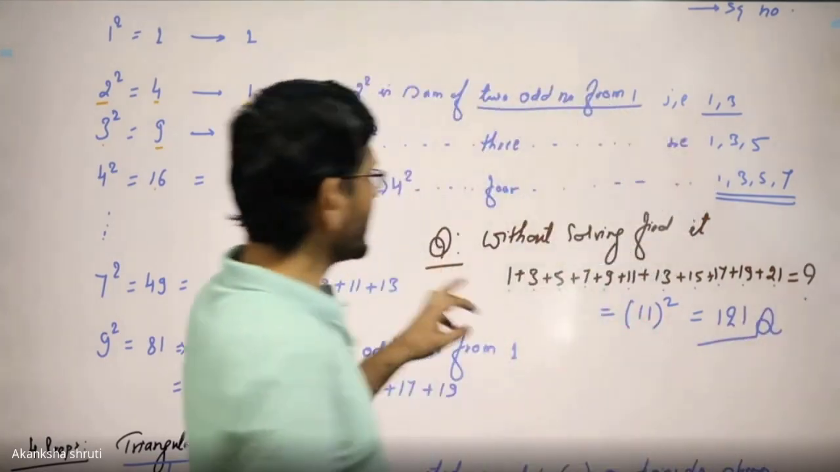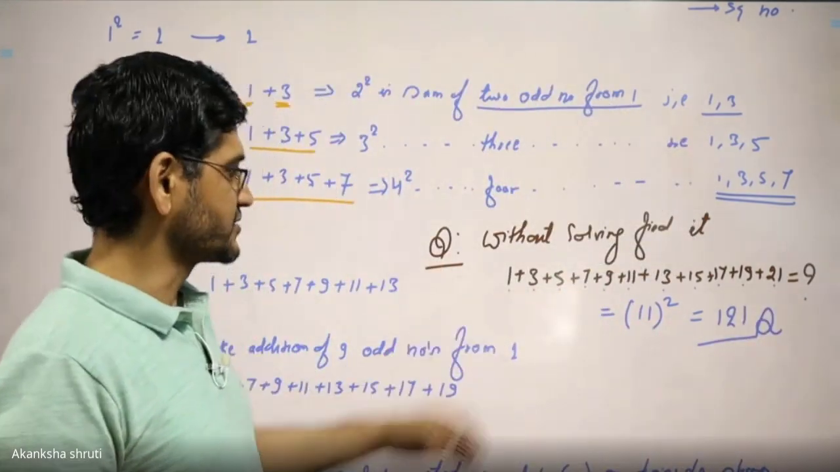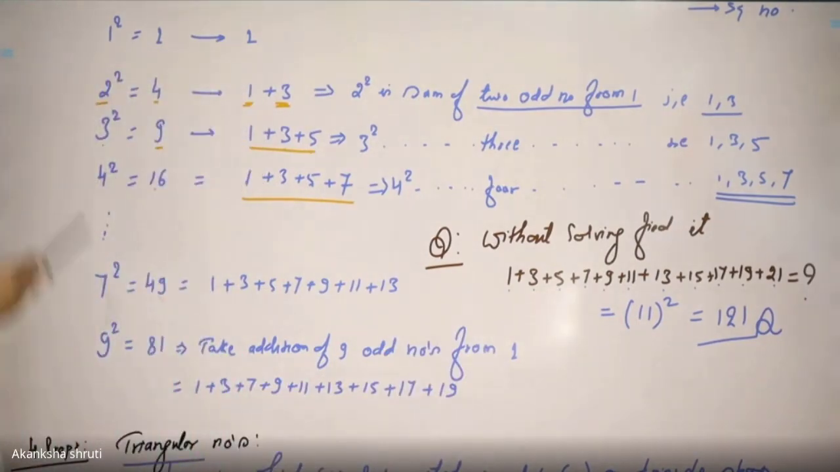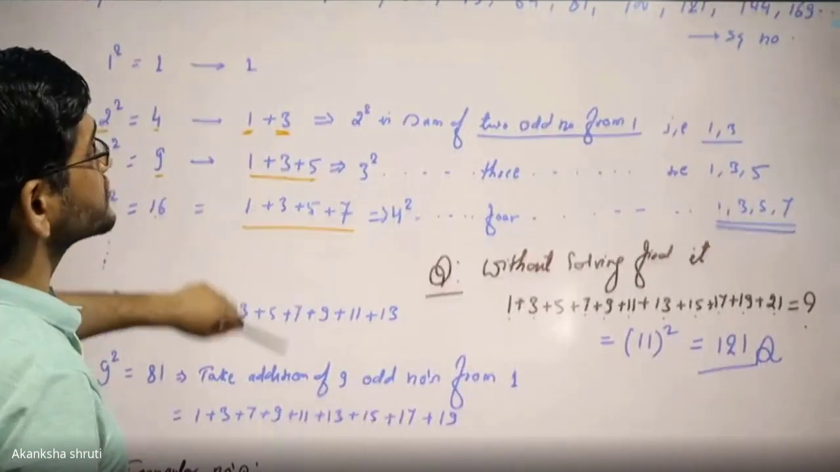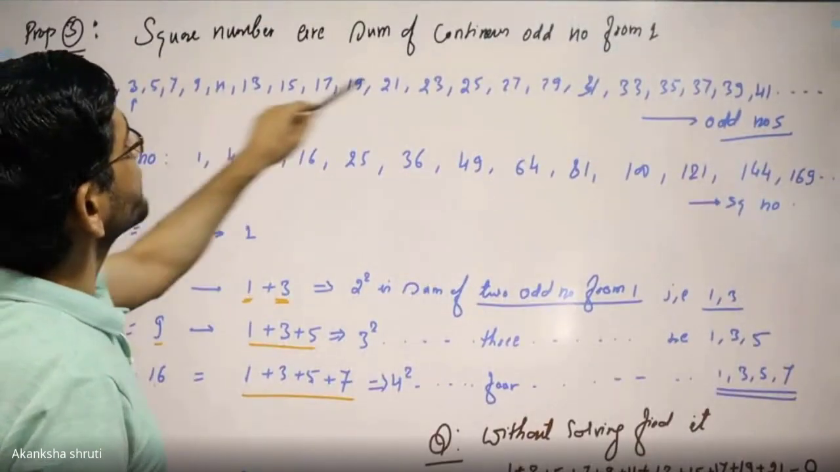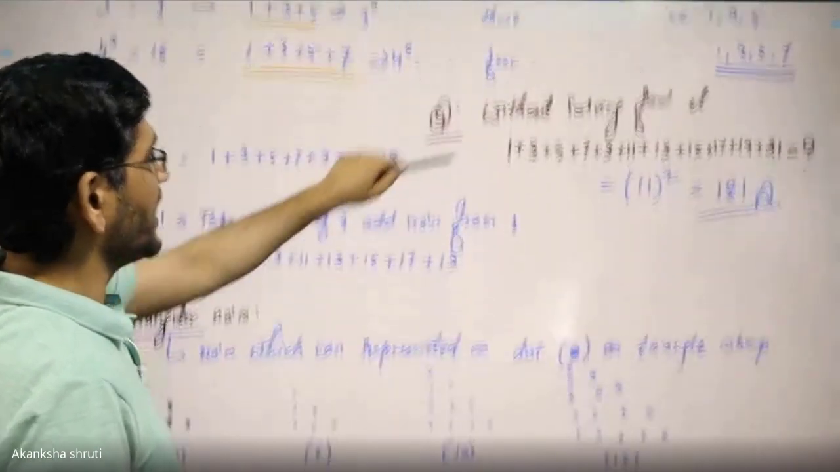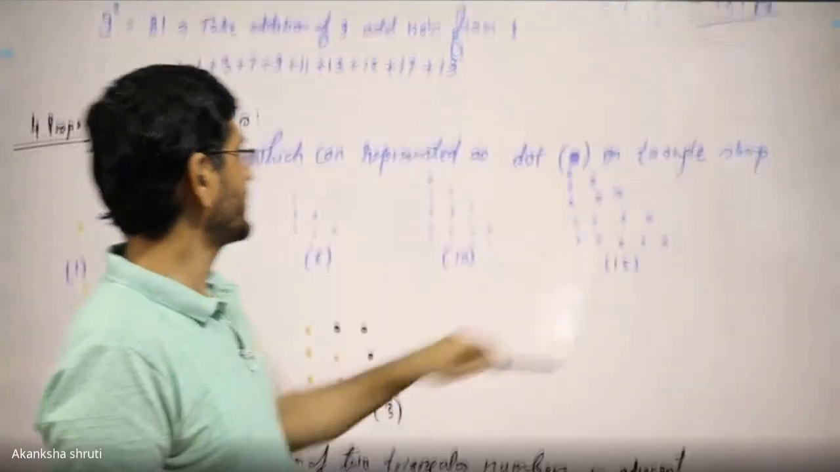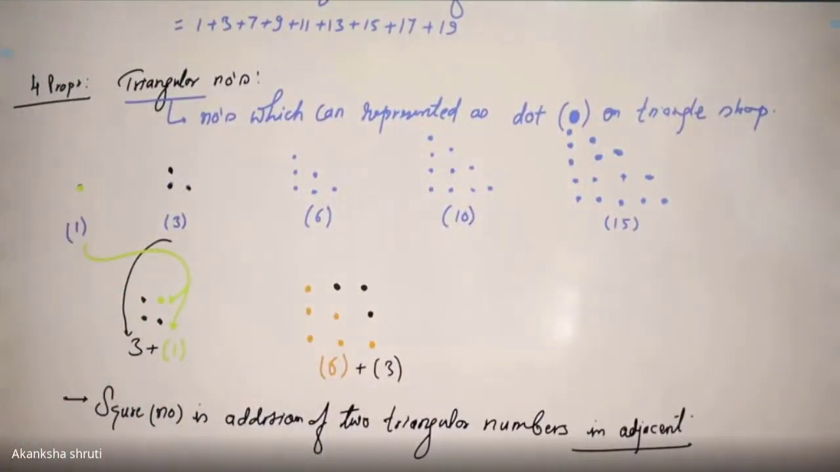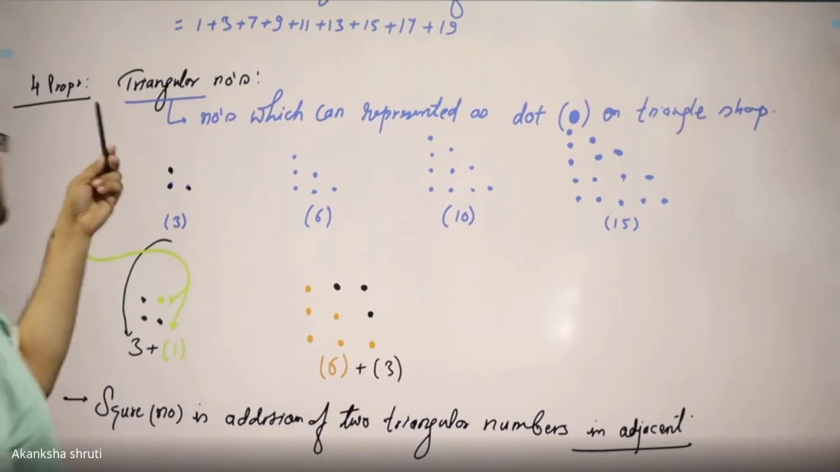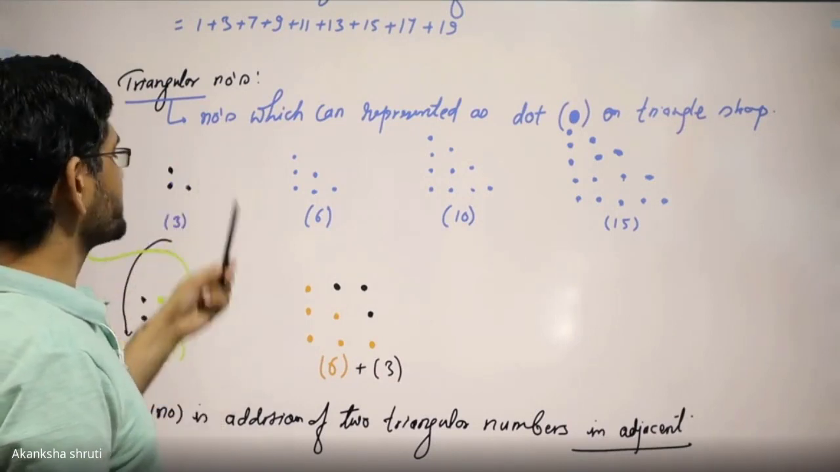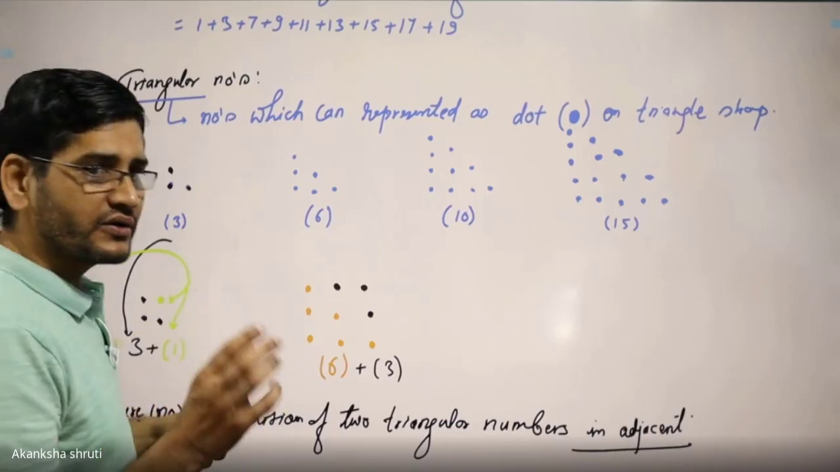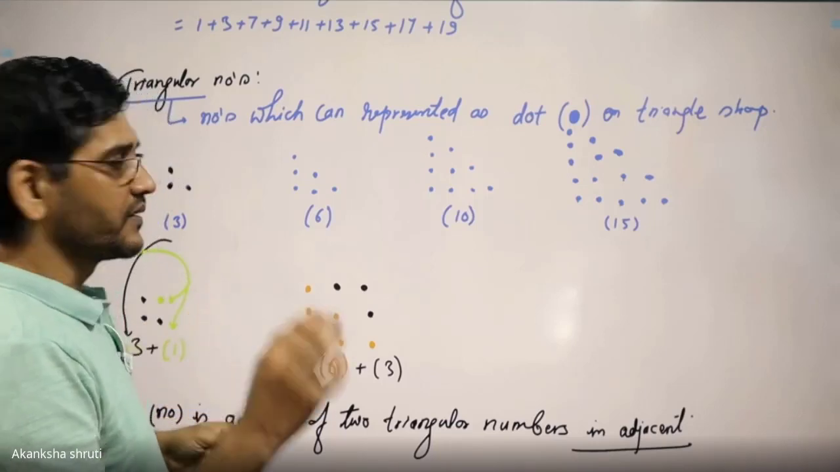So a question may be asked in this form also; it is even in our book. This way, using the property that the square is the sum of continuous odd numbers from 1, such questions are free. Students, the next property that we have learned: a square as the sum of triangular numbers. Triangular number means a number which can be represented in dot form on a triangle.